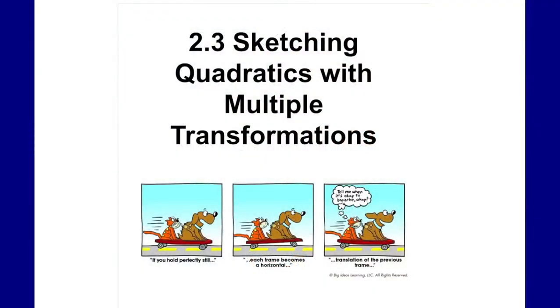In today's lesson, we are going to be looking at sketching quadratics with multiple transformations. This is just going to build on the previous lessons, and we're going to be looking at sketching quadratics where we have more than one transformation, combining all three of the different variables that we talked about: the A, H, and K. We're going to be combining all of them to look at how we can sketch it. And we're also going to look at a strategy that will help us sketch our transformed functions.